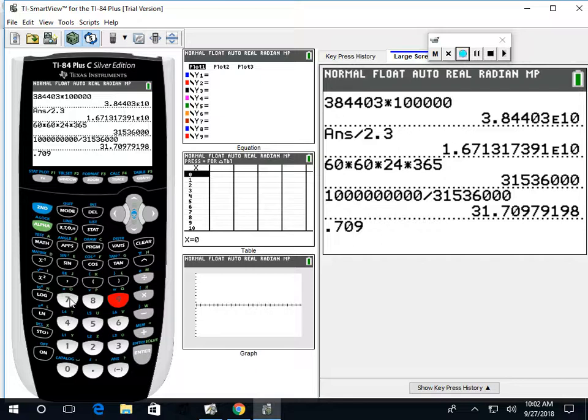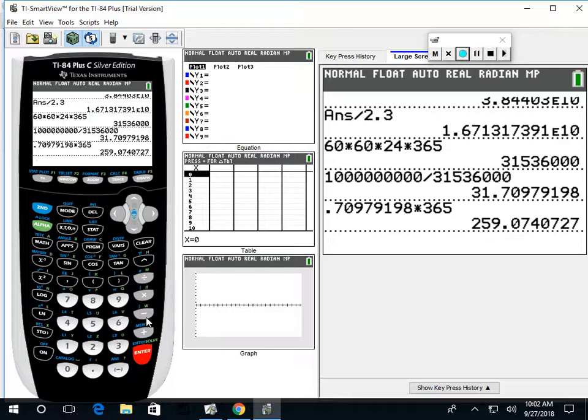I think somebody said it, but I couldn't hear it. If you want to take this leftover years and turn it into days, what would you need to multiply it by? How many days are in a year? Right, so you take the leftover years and multiply it by 365, and that will turn it into days, because that's how many days are in a year. So that's 259 days.